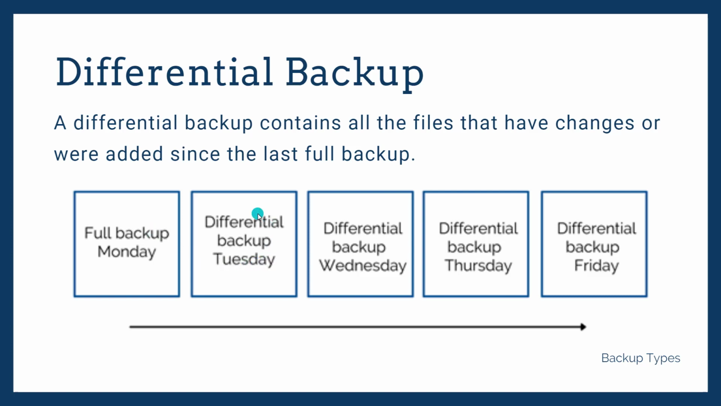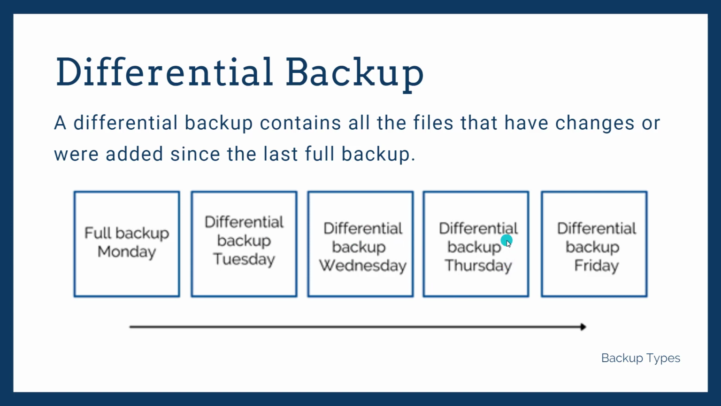On Tuesday, I do a differential backup. The differential backup is, what did we say it was? It contains everything that has changed since the last full backup. So the differential backup will contain all the files that have changed and were added since Monday. All right, not everything, just the things that changed or were added since Monday. Wednesday's differential backup will contain everything that has changed since Monday, which includes everything that has changed on Tuesday. That's Wednesday's differential backup.